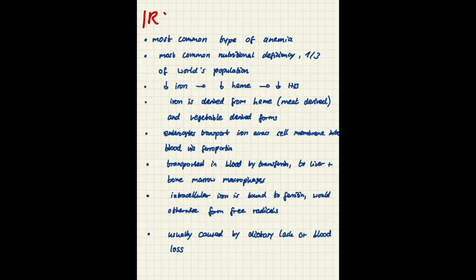Iron deficiency anemia is the most common type of anemia. It is the most common nutritional deficiency, and 1/3 of the world's population is affected by it. A decrease in iron leads to a decrease of heme and decreased HB production. Iron is derived from heme, which is derived from meat, or iron is derived from vegetable sources.